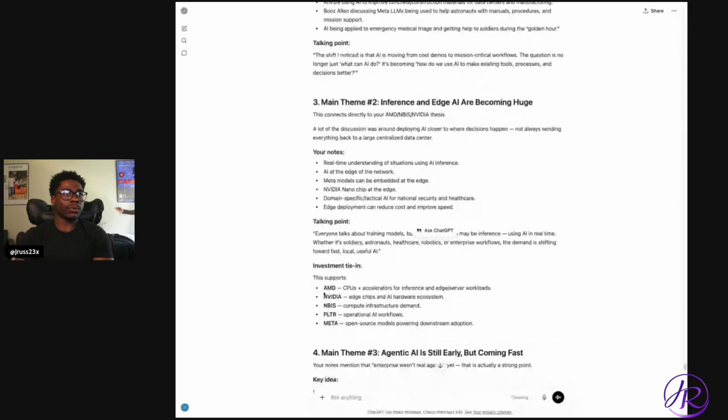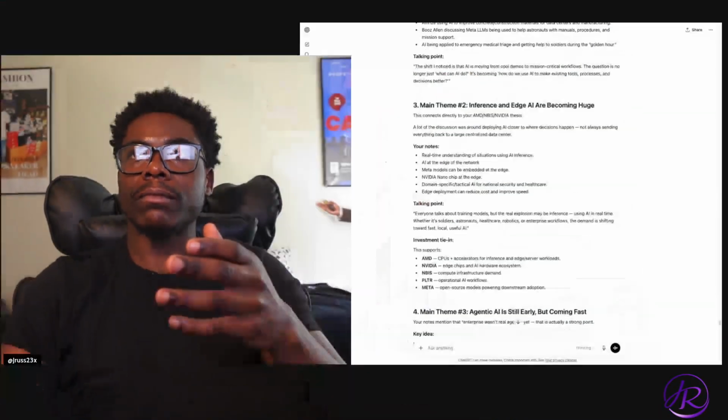As you see right here, this supports AMD, CPUs and accelerators for inference and edge server workloads; NVIDIA, edge chips and AI hardware and software; NBIS, compute infrastructure demand; Palantir, operational AI flows; and Meta, open source models powering downstream adoption. So these are real life examples to help me put all the pieces together, because I do a lot of research online. So going in person and asking these questions just solidifies my thesis, and my thesis has grown stronger after this event, for sure.